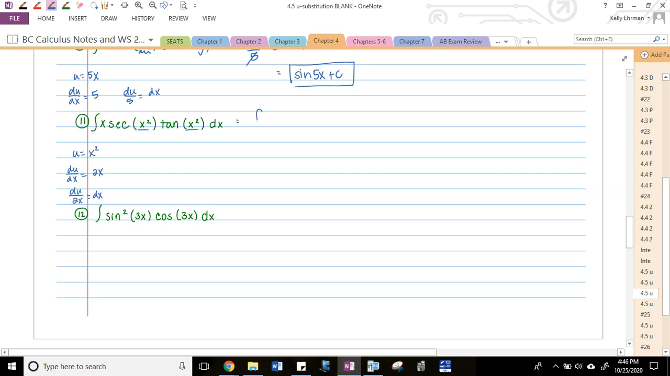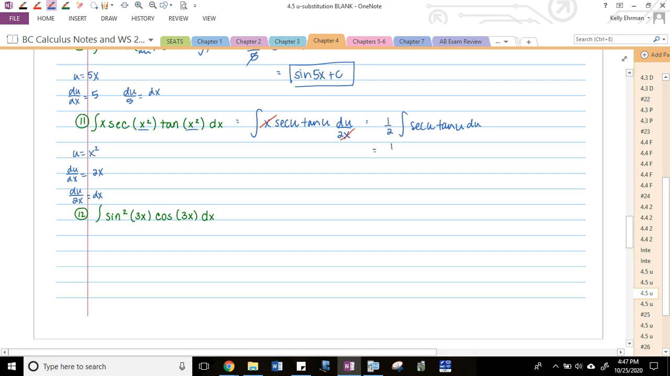So let's rewrite what we have. We have x times secant of u, tangent of u. Instead of dx, we have du divided by 2x. So the x's cancel, that's what we needed. There is a 2 in a denominator, or there's a 1/2 out in front. And we should be saying, secant tangent seems familiar. That is the derivative of secant u.